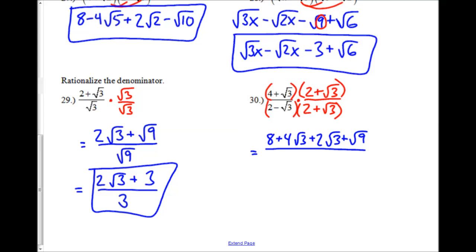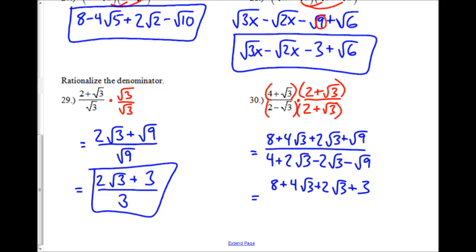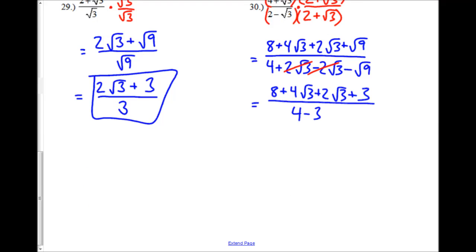In the denominator, that's going to give me a 4 plus 2 root 3 minus 2 root 3 minus the square root of 9. And now I just simplify things. I clean it up a little bit. I've got 8 plus 4 root 3 plus 2 root 3 plus 3, because the square root of 9 is a 3. In the denominator, these can cancel out. They're like radical terms. I add them up, I get a 0. Now down here I have 4 minus, well, the square root of 9, which is a 3. And now as I go to simplify this, look what happens.